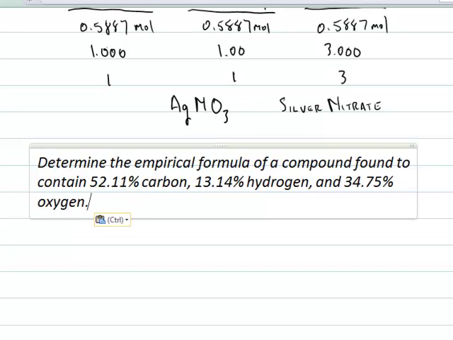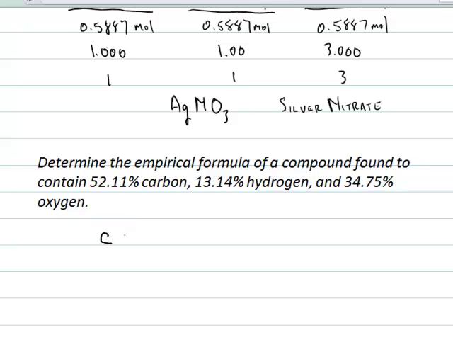All right. Now, again, we start this one out the same way as we did the first one. We're going to list carbon, hydrogen, and oxygen across the top, and we'll take the percentages of each and write that as a gram amount. So we have 52.11 grams of carbon, 13.14 grams of hydrogen, and 34.75 grams of oxygen.